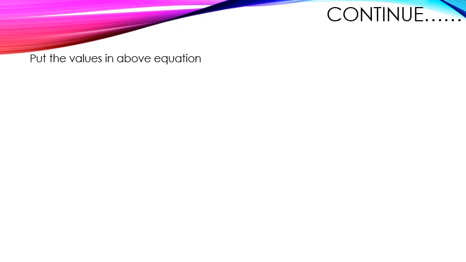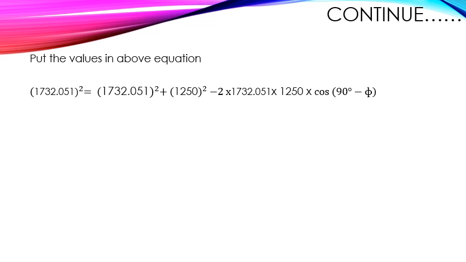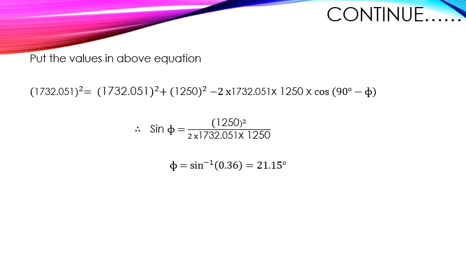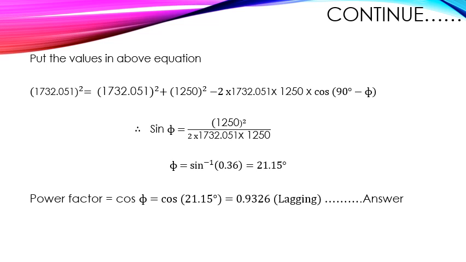So here put the values and we can get angle phi. First we'll get the sine phi and then take the sine inverse of that. So the angle phi is equal to 21.15 degrees. Then using that we can determine the power factor, that is cos phi, and that is 0.9326 lagging. So this is the answer.